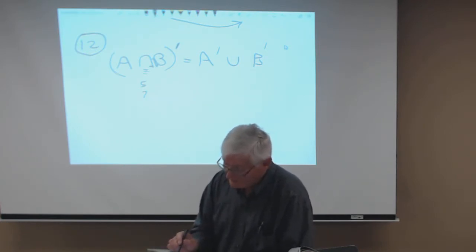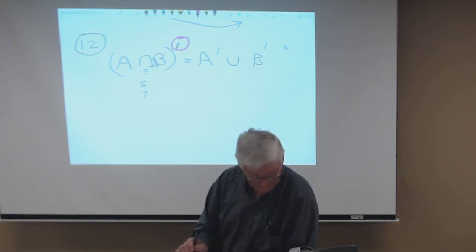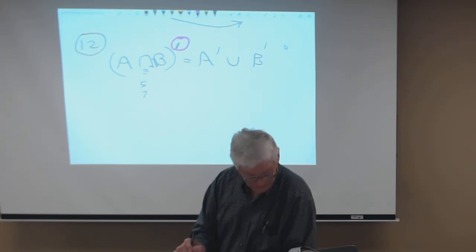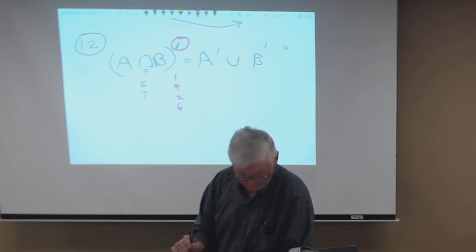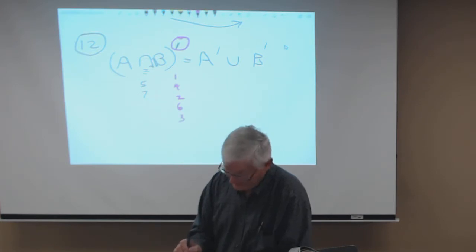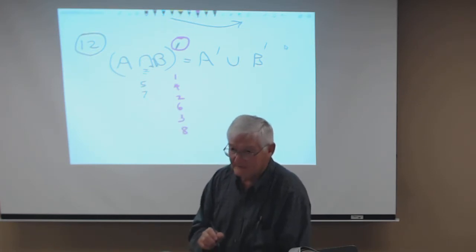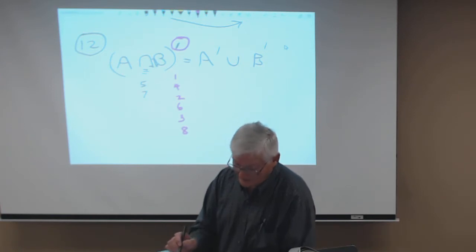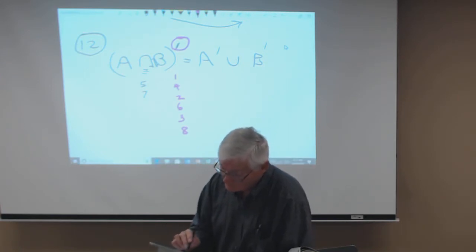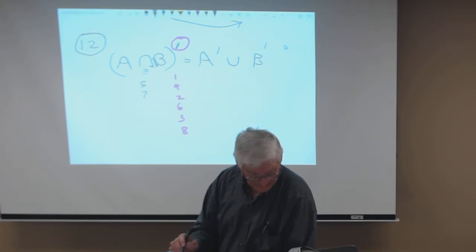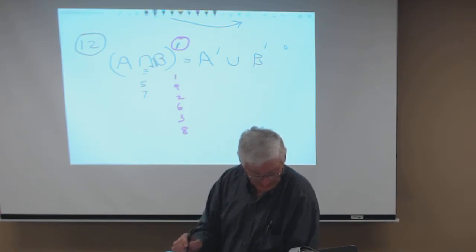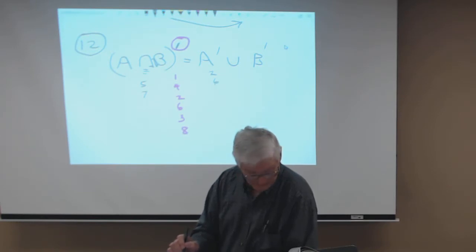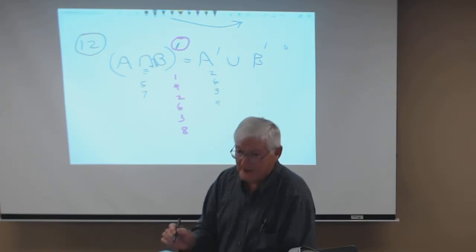So the complement would be everything but 5 and 7? 1, 4, 2, 6, 3, and 8. Everybody follow that? Now, what's the complement of A? Everything in the universe outside of A, what would that be? 2, 6, 3, 8. Everybody agree?